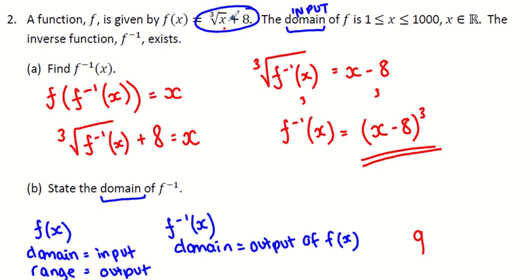So the cubed root of 1000 would be 10. 10 plus 8 is 18. Then our domain of the inverse, which is just the output or the range of f of x, would be between 9 and 18. And we got that from substituting in 1 and 1000 into f of x. And you can do that because the domain of the inverse is the same as the range or output of the function.